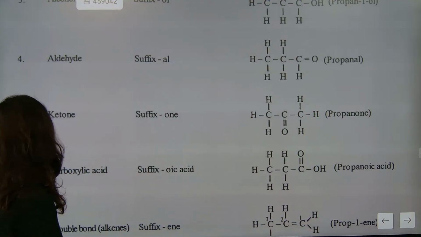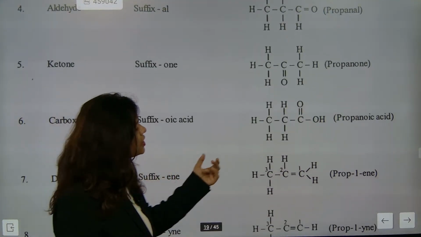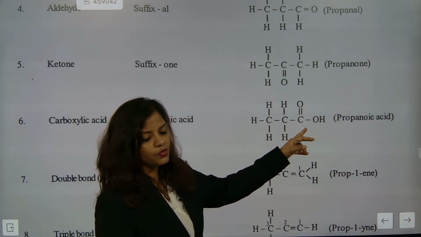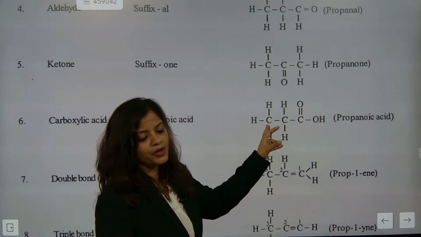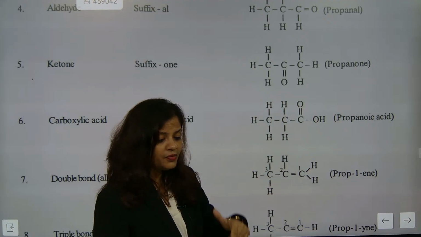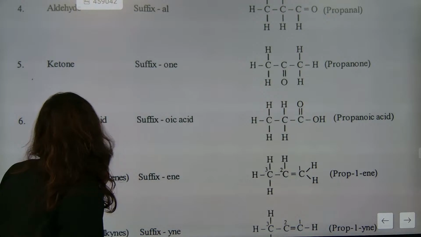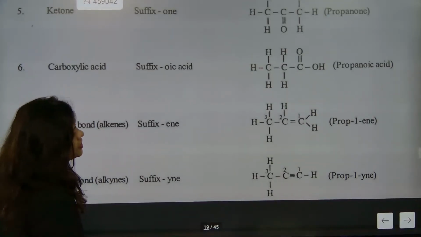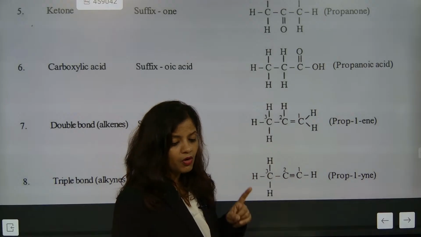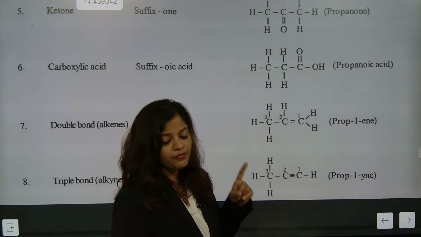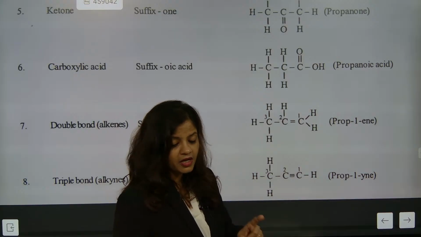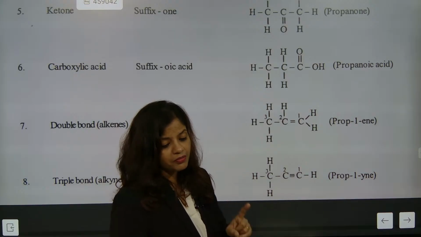Ketone added. Now here, if carboxylic acid is there, then we are going to say C. Carboxylic C also will be added. So 1, 2, 3. So propanoic acid, E is removed. From propane, E will be removed. So propanoic acid. Now double bond alkenes will be there. That time also, remember one thing. When a double bond is there, you have to give preference to the double bond. Whichever location the double bond is at, from there you have to start numbering.